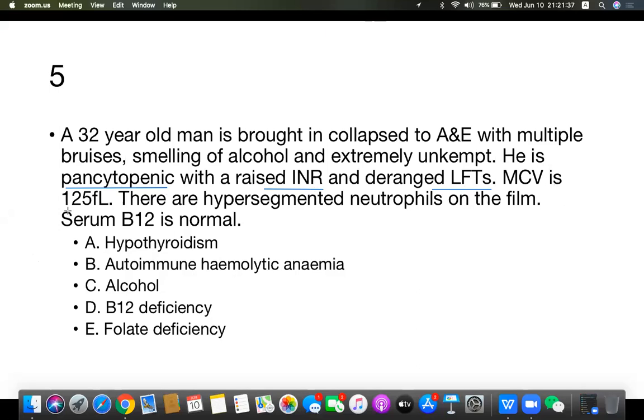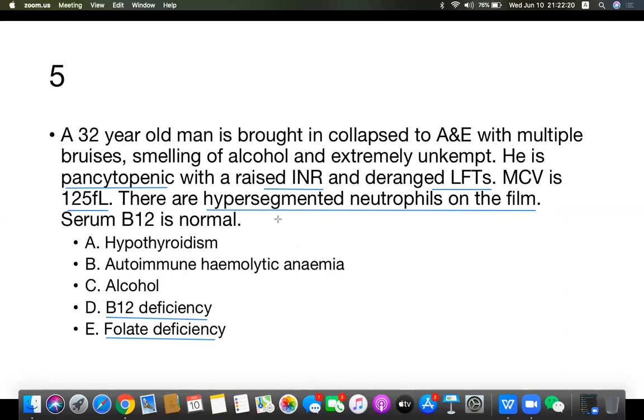MCV is 125 femtoliters. Now, Ilyas is very correct. If it is more than 100, this shows this is a macrocytic anemia. There are hypersegmented neutrophils on the film. Now, this tells us this is megaloblastic anemia. And there are two important causes of megaloblastic anemia you have studied: vitamin B12 deficiency and folic acid deficiency. Why have you forgotten this? Now see here, serum vitamin B12 is normal, but they have not told anything regarding folic acid deficiency.